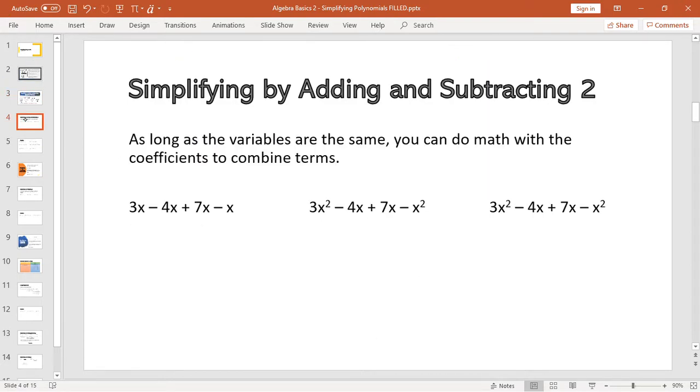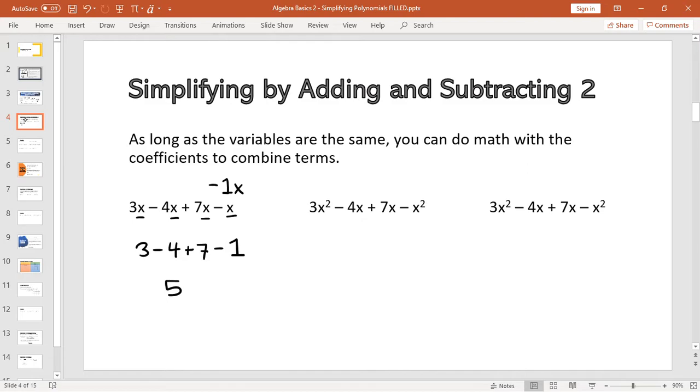So when you go to combine terms and make this easier, as long as your variables are the same, you're allowed to do math with the numbers in front. So when I look at this first one, I've got x, x, x, x. These are all the same, so I can combine them. So the math I'm going to do is I'm just going to do the math that I see. I see a 3, subtract 4, add 7, and here I don't see a number in front. If you don't see a number in front, it's 1, not 0. Okay, so I get minus 1 plus 7 is 6, minus 1 is 5.